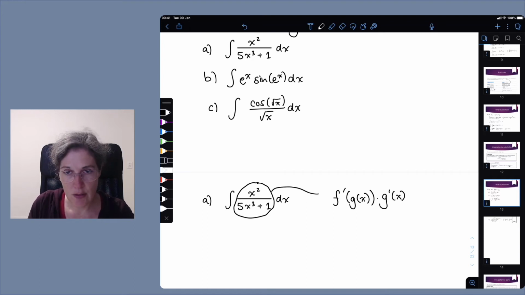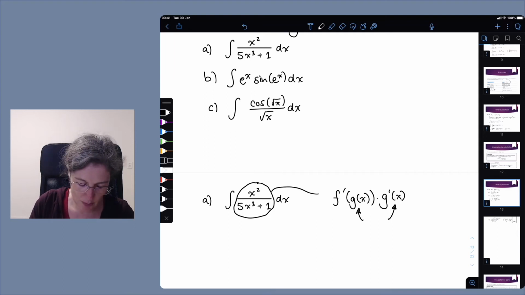But you'll notice, if you have a look at this, the thing to notice is that we've got an f evaluated at g of x, and we've got a derivative of g of x. So the trick is to have a look and see if you can find both some function and its derivative, and that function is probably going to be your g of x.